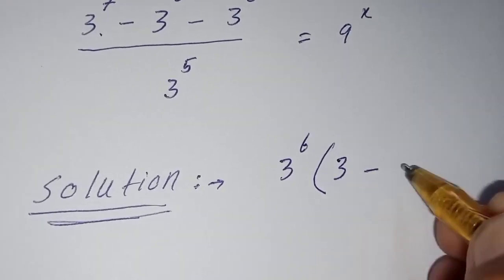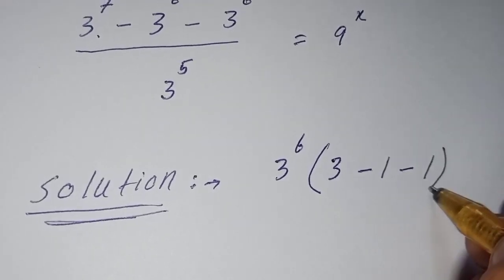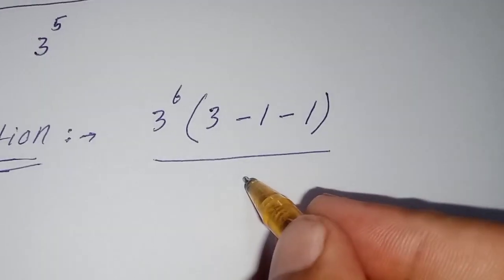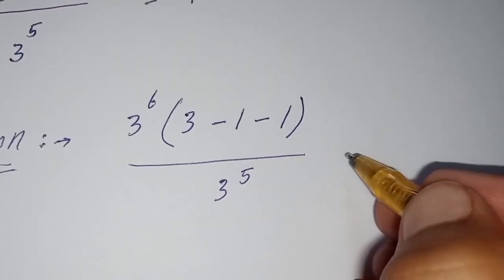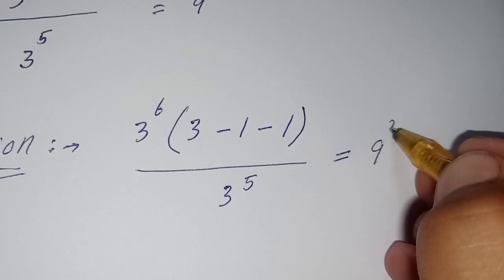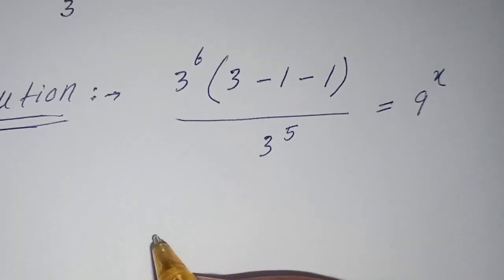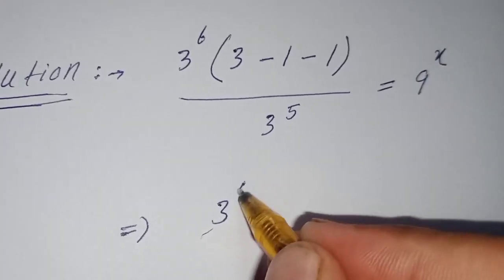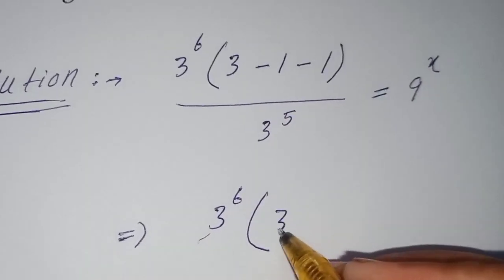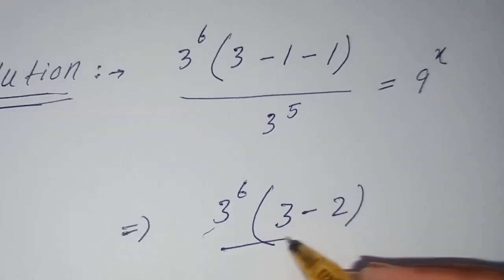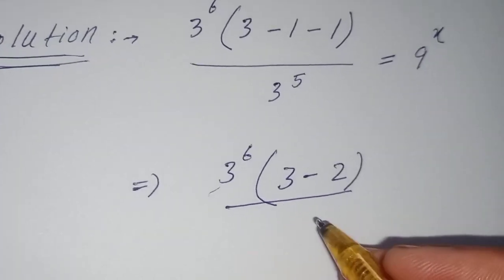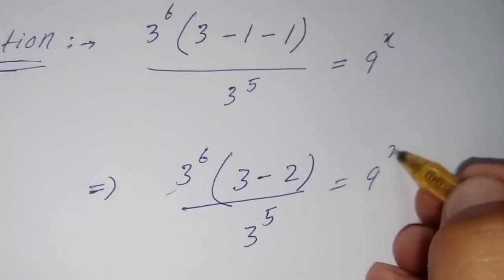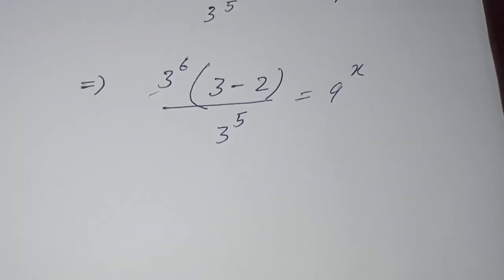So 3^7 divided by 3^6, 3 comes, and 1, minus 1. 3^6 is common, and 3 divided by 3^5 equals 9^x at the same place. So in the next step, 3^6 into (3 minus 1) is minus 2, divided by 3^5 at the same place, and 9^x also at the same place.